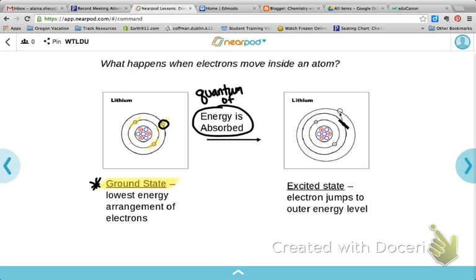And because it's no longer in the ground state, this is no longer the lowest energy combination, we call this the excited state, where the electron jumps to an outer energy level. So the excited state just means that it's not in the lowest energy arrangement. So it's not the ground state. So if it's not the ground state, it's the excited state, which just means it has more energy than it has to.